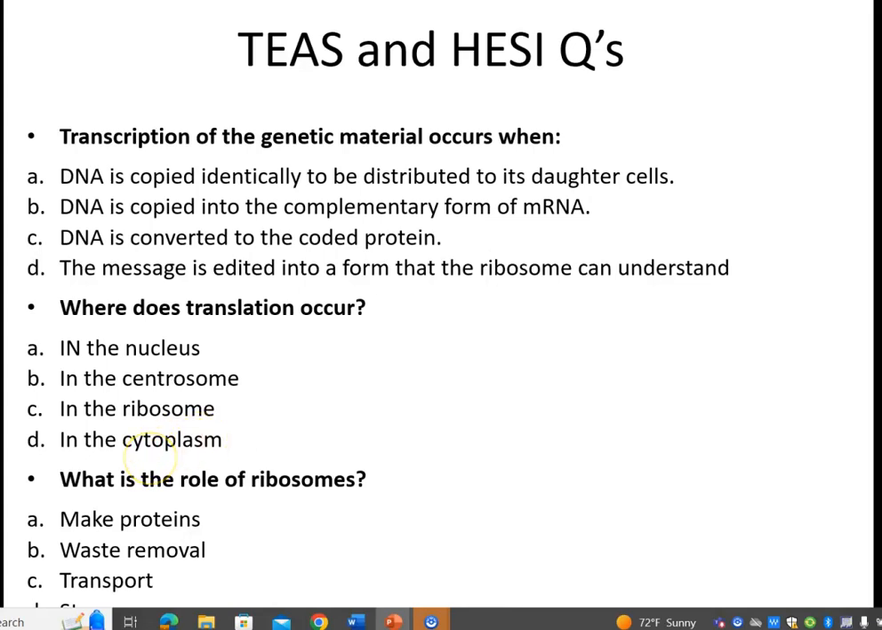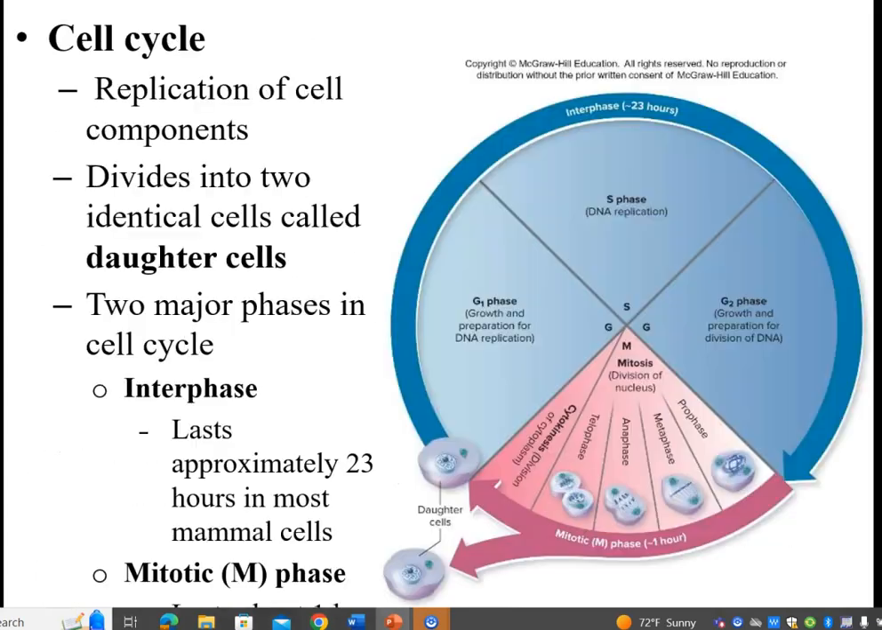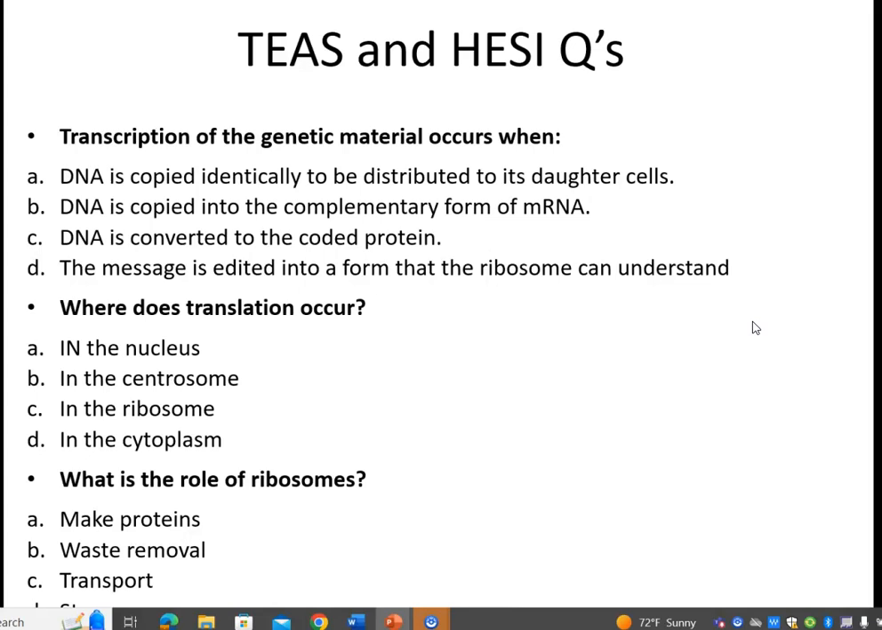And then what is the role of ribosomes? Is it to make proteins, for waste removal, for transport? And then I can't read this last one. But the role of ribosomes is A, to make proteins.